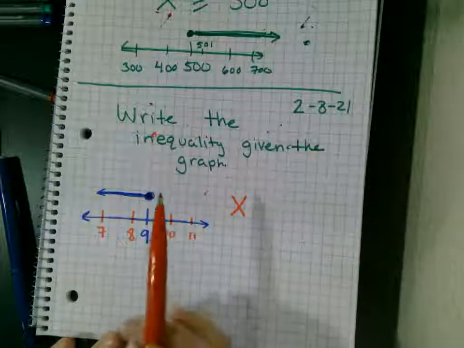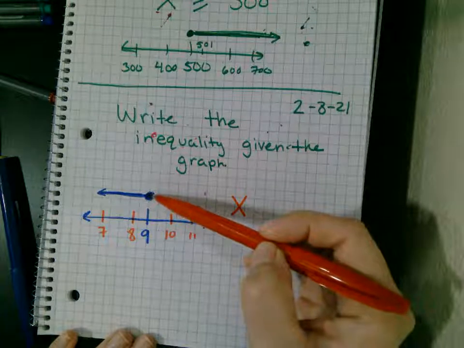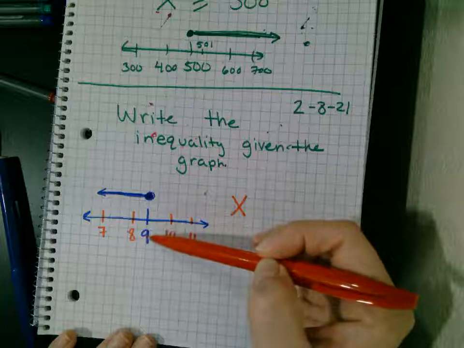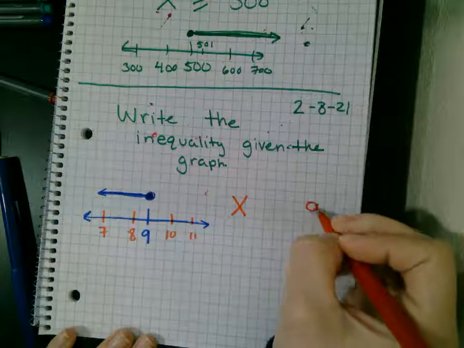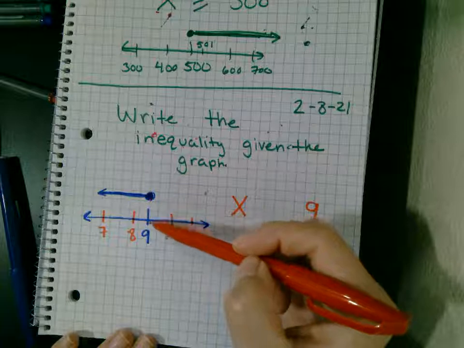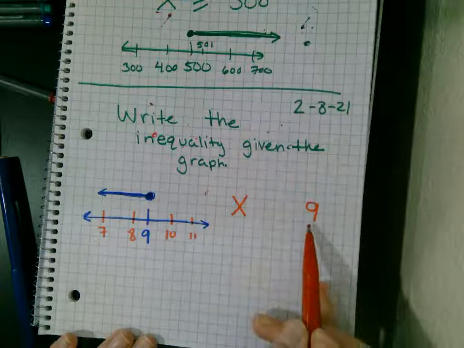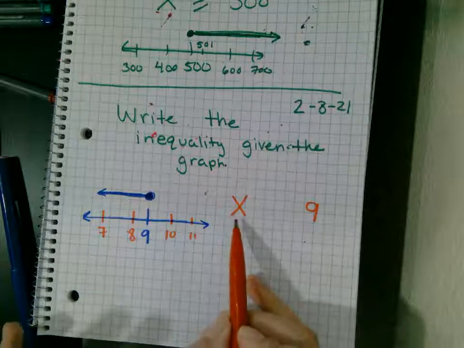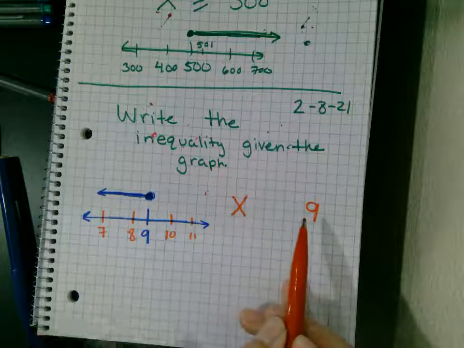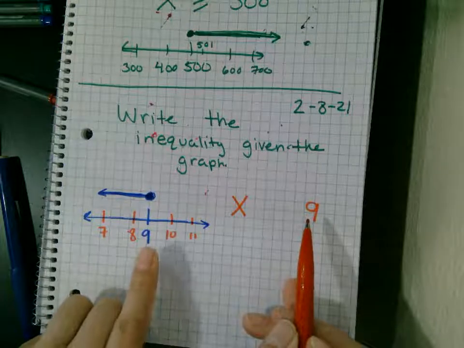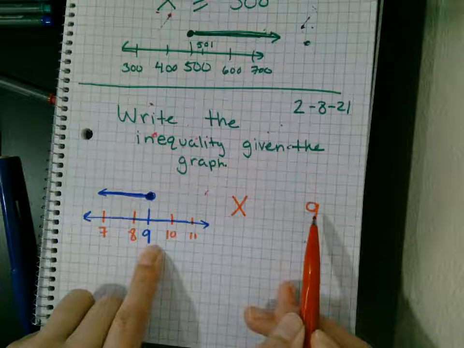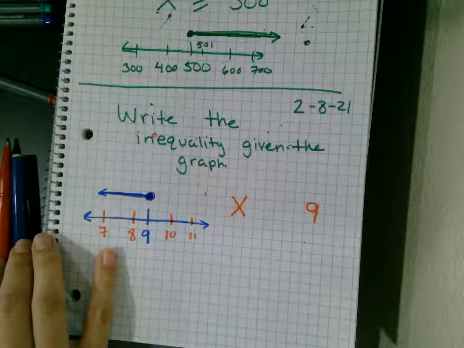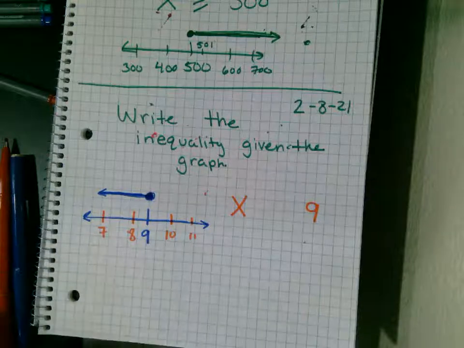Now, look at where the circle is. What number is the circle on? Oh, the number is 9. So wherever your circle is, that number is the number you're going to use. Okay? So far are we okay? You always start with your X, and then you're always going to put the number where the circle is. The number is 9, so I'm going to put the number 9.